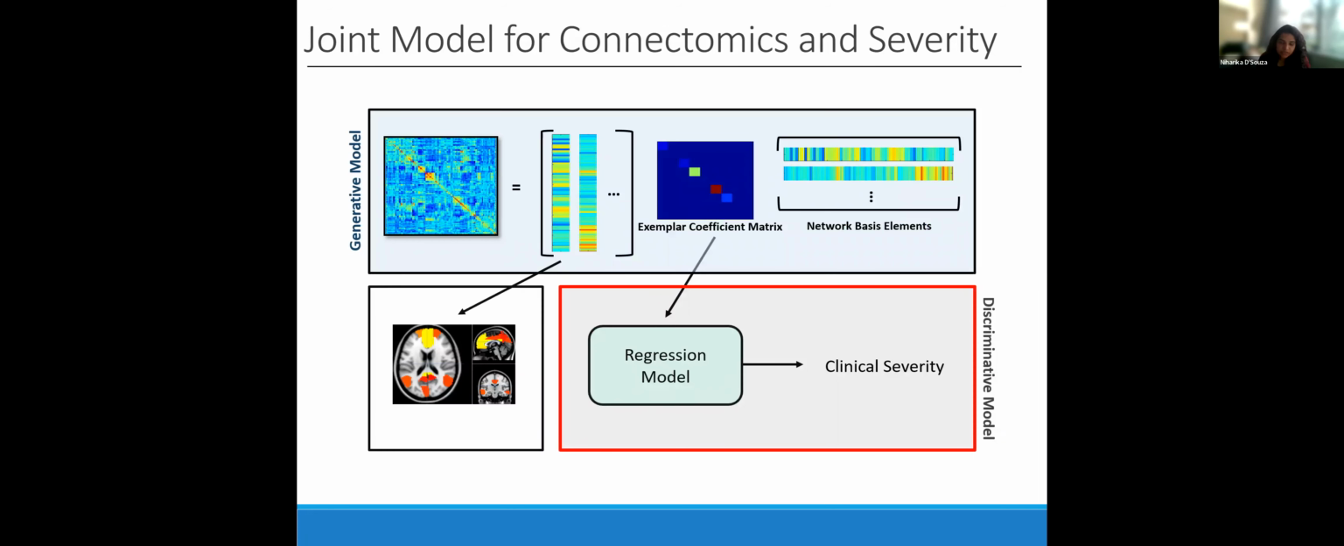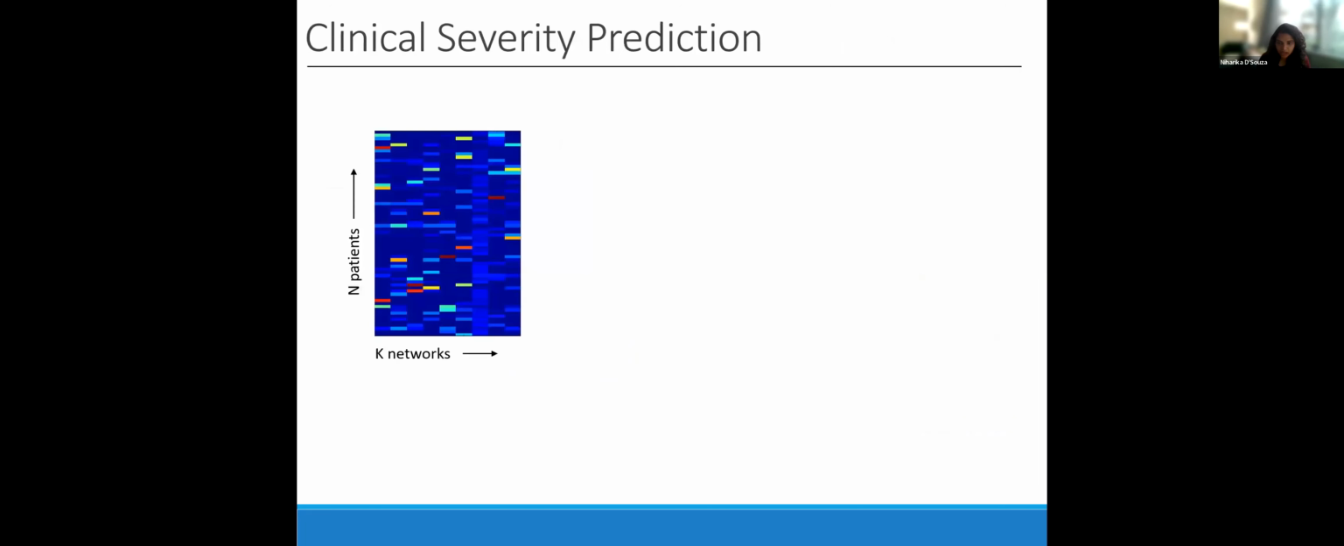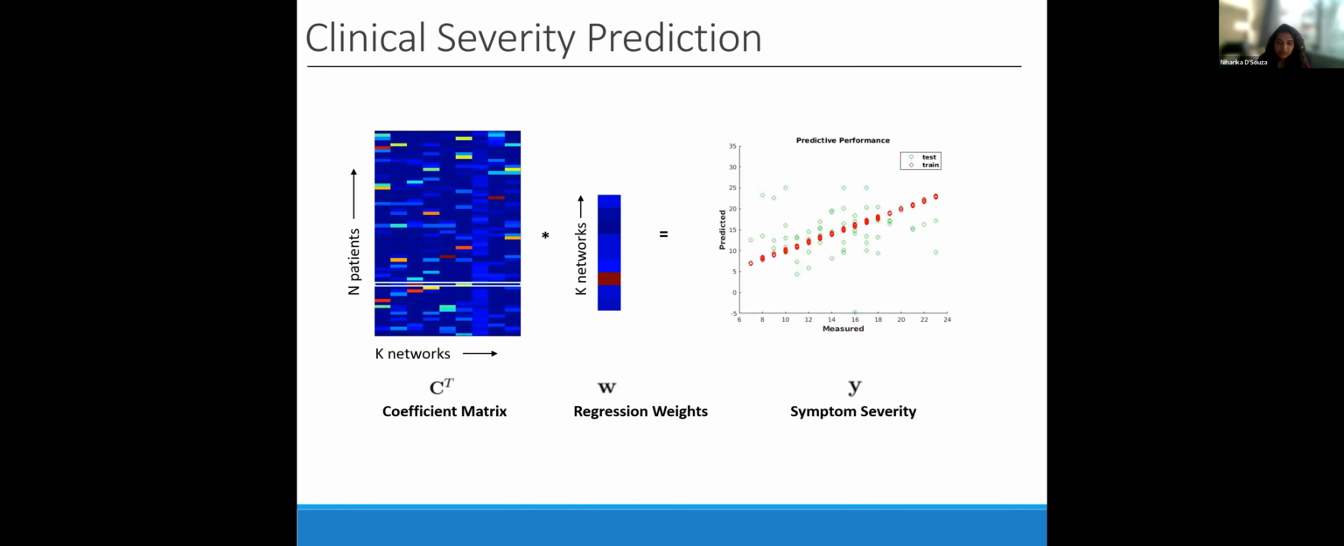Next, we will look at the discriminative model in the gray box. So using each patient's diagonal network strength term, we stack these coefficients into a matrix C. It has k networks and n patients. So each row of this matrix represents one patient. And typically we use a small number of networks that capture the information most faithfully, effectively reducing the dimensionality of the fMRI data that we started out with. From here, we then use a linear regression with a weight matrix W to predict clinical severity. This is a clinical measure per patient and is captured in the vector Y as given here.